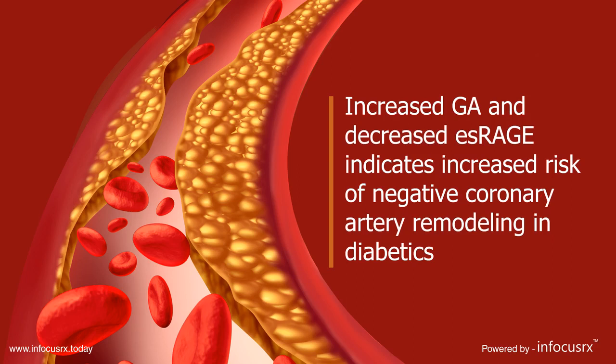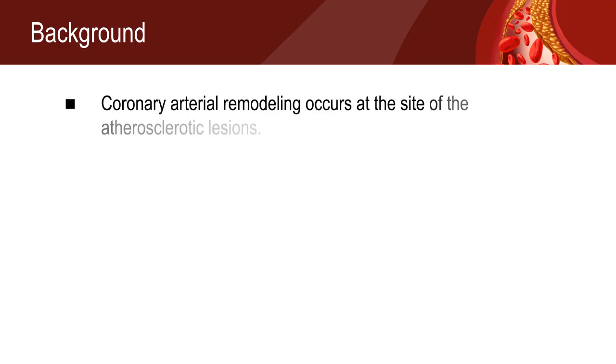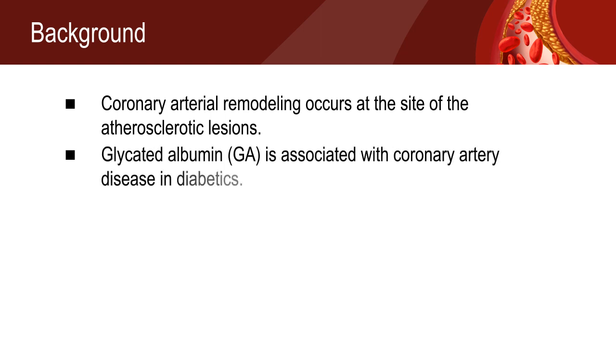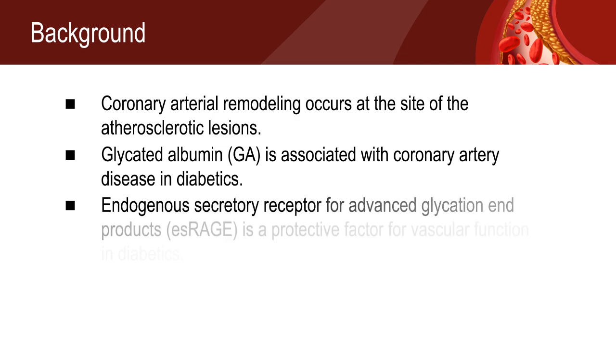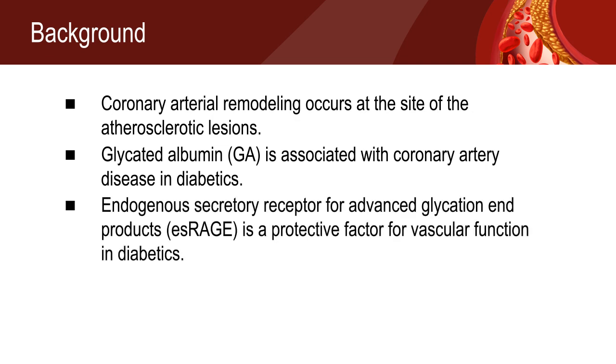Increased glycated albumin and decreased endogenous secretory receptor for advanced glycation end products indicate increased risk of negative coronary artery remodeling in diabetics. Coronary arterial remodeling occurs at the site of atherosclerotic lesions. Glycated albumin is associated with coronary artery disease in diabetic patients. Endogenous secretory receptor for advanced glycation end products is a protective factor for vascular function in diabetic patients.